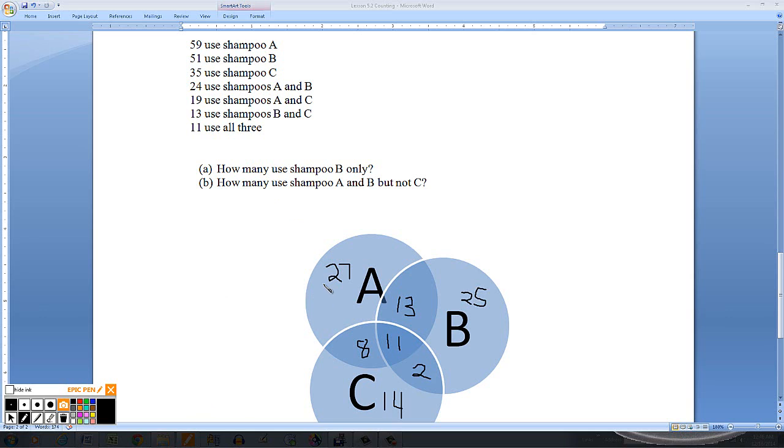So now we go to question A: how many use shampoo B only? Shampoo B only. That means we don't want anything that intersects A or C. That would be this number right here, so this would be 25.